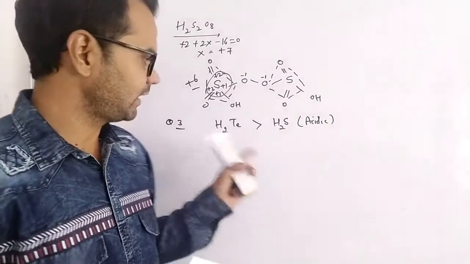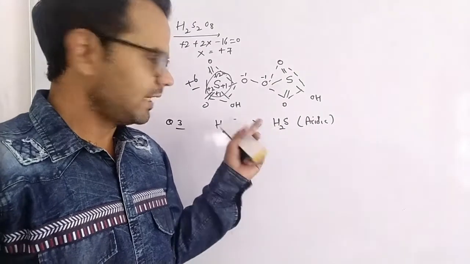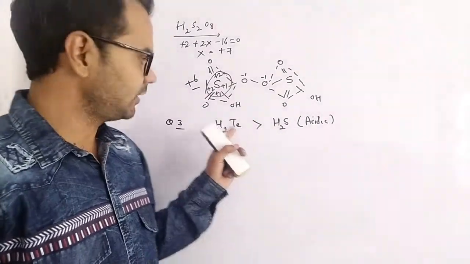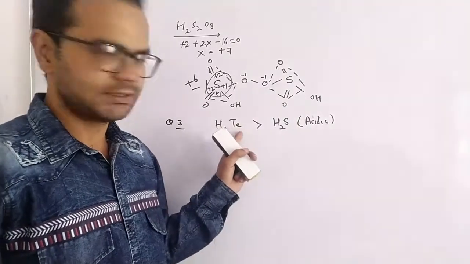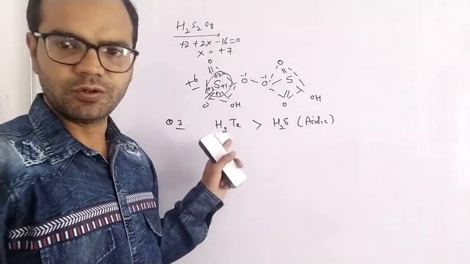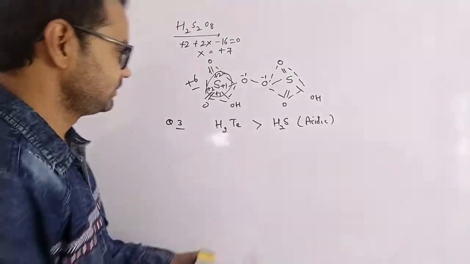So the next question, question number 3, is why H2Te is more acidic than H2S. As we move down the group, there is a decrease in electronegativity, and tellurium is larger in size than sulfur, and it is less electronegative, so it is unable to hold hydrogen strongly. It is a weak bond.